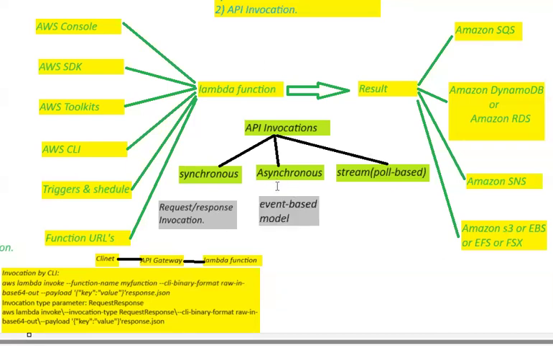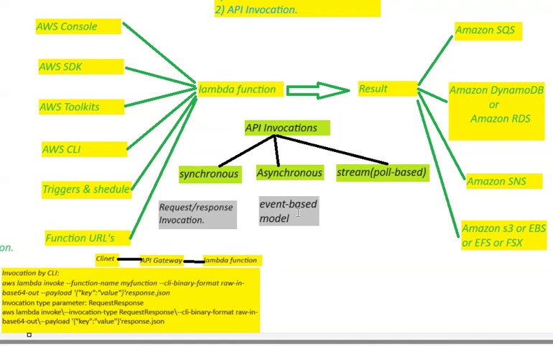Another type is asynchronous invocation. In this, it comes under the event-based model. Whenever an event occurs, then corresponding to that, your invocation happens and your Lambda function will work. Here in this invocation, there is no response, only the request is sent. In the common case, we use this asynchronous invocation while using S3 or SNS.